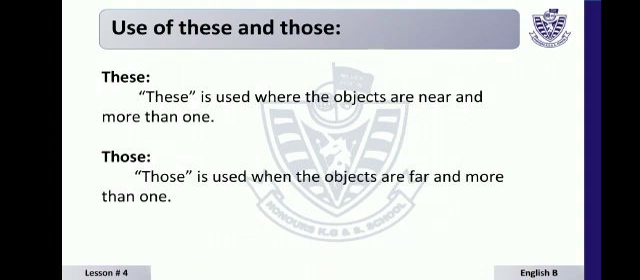Now we are going to discuss these and those. Use of these and those. These is used where the objects are near and more than one. And those is used when the objects are far and more than one.